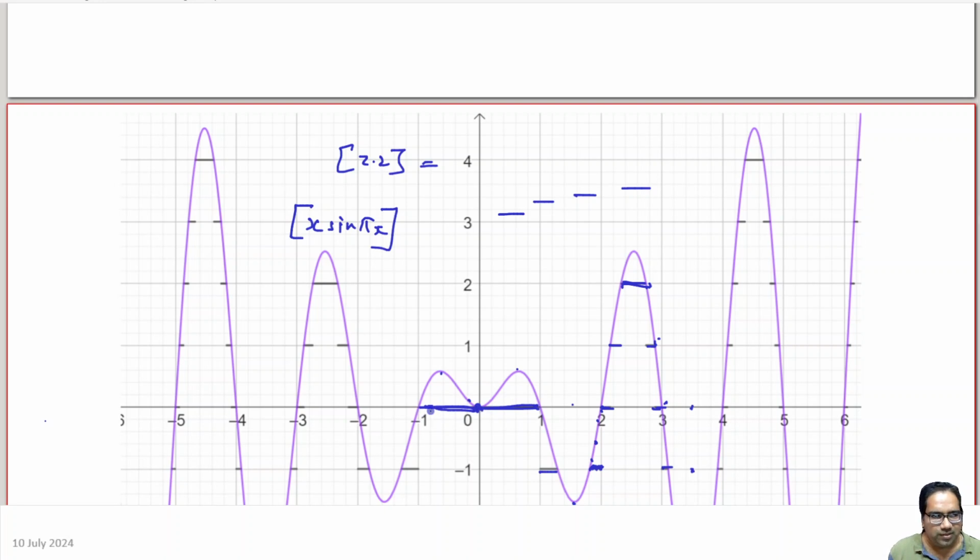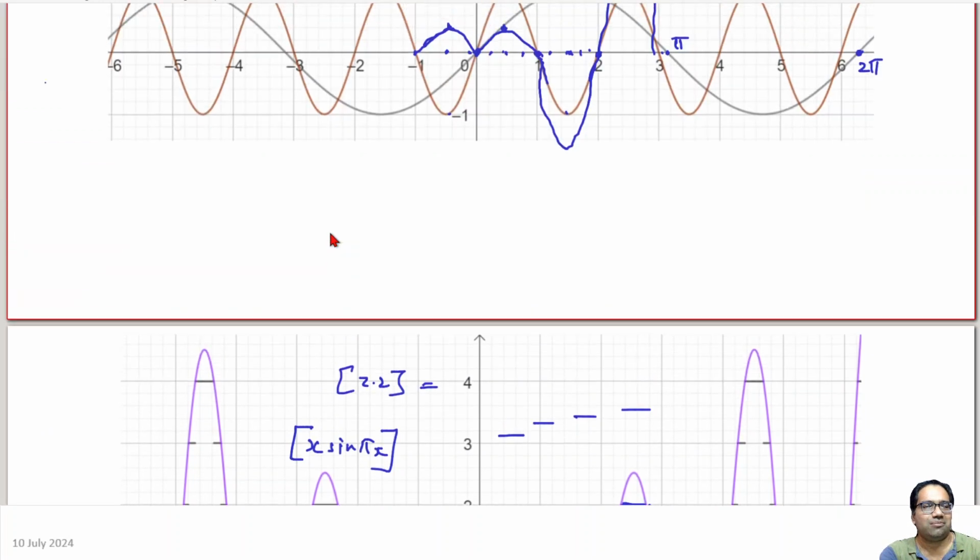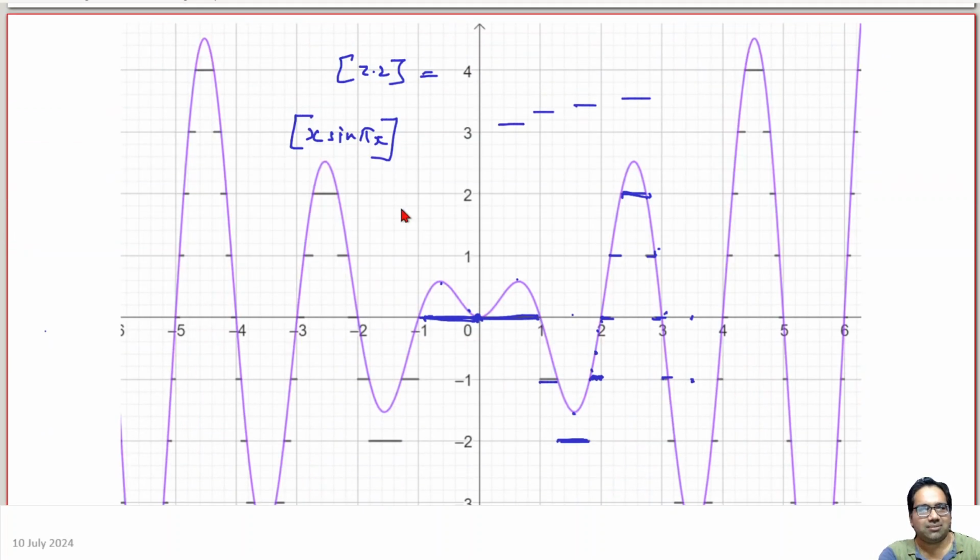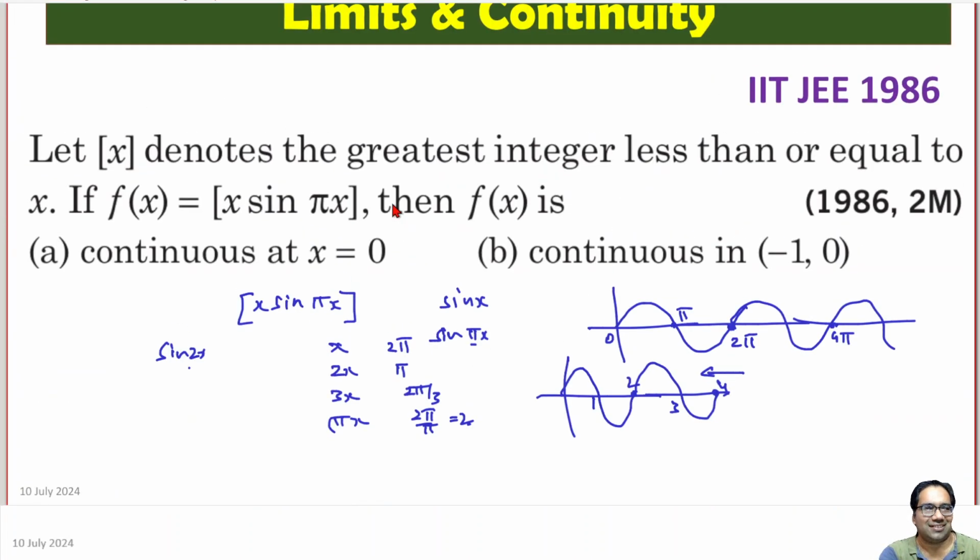At the same time, from -1 to 0, the value of the function is still 0. So it is continuous here also. Between -1 and 1, it is continuous. After that, it is breaking at every integer. Right? 0 is the only integer where it is not breaking. Otherwise, it will be discontinuous at every other integer except 0. So that is the correct answer.